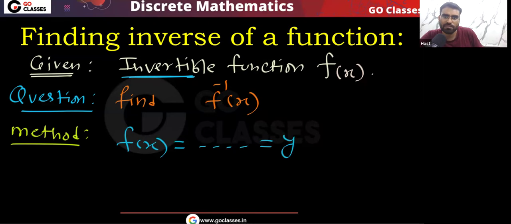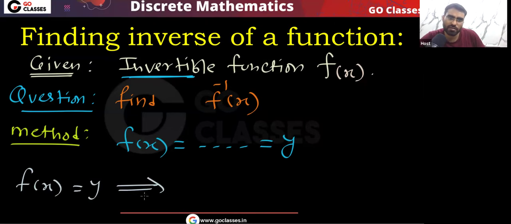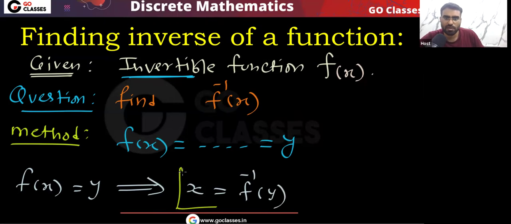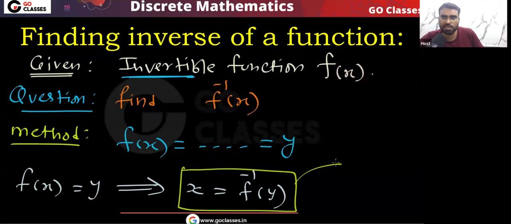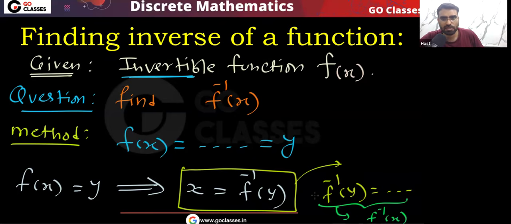Let's call it y. Now, what will be f inverse of y? See, f(x) is y. So from here, what will x be? That will be f inverse of y. Is this clear? Very simple. Now, once you find f inverse of y, whatever you find, then you can just replace y with x to get f inverse of x. Yes or no? Is this clear?